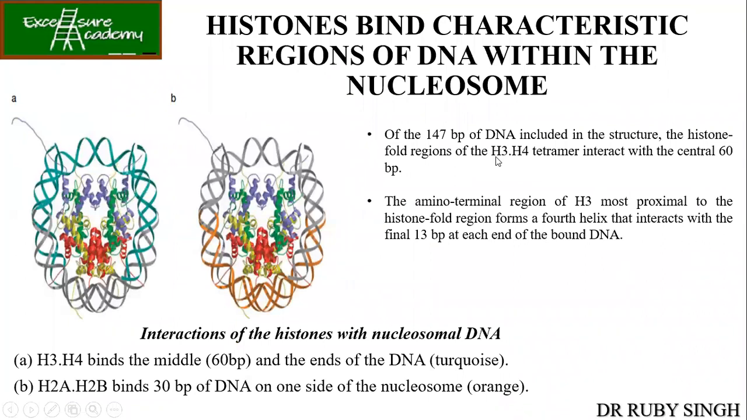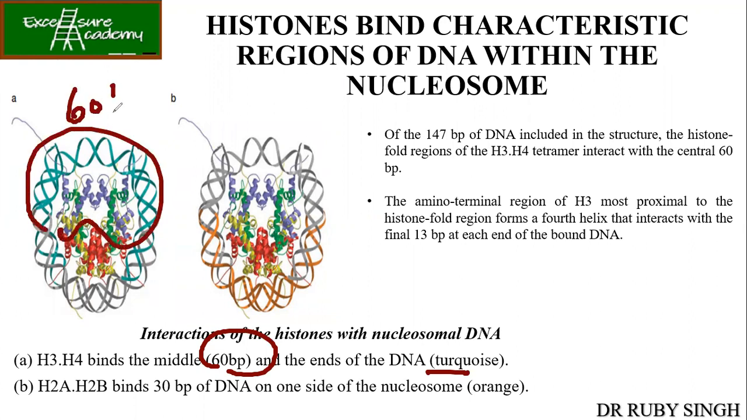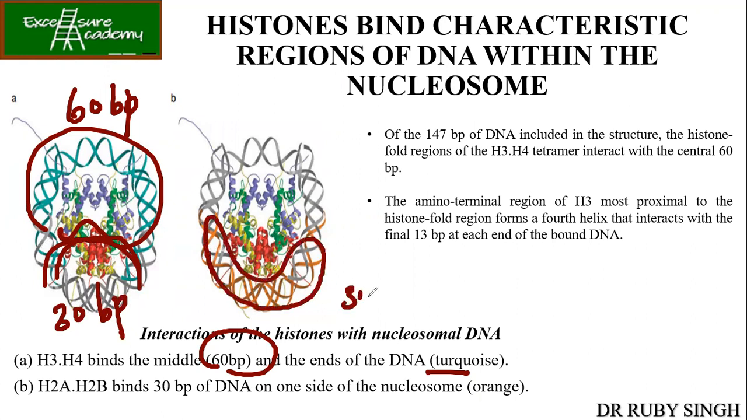Now, what are those regions and how many base pairs are involved? So that is what we are going to learn here. So you can see that H3 and H4 bind the middle 60 base pair and the ends of the DNA, which is in the turquoise color. Okay, so you can see this area. So this area is actually interacting with the 60 base pair. And H2A, H2B binds this area. It's binding 30 base pair of DNA on the one side of the nucleosome that is given in the orange. Okay, this portion they have given over here. So this is around 30 base pair.